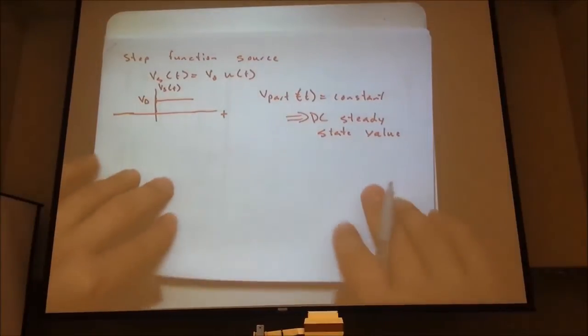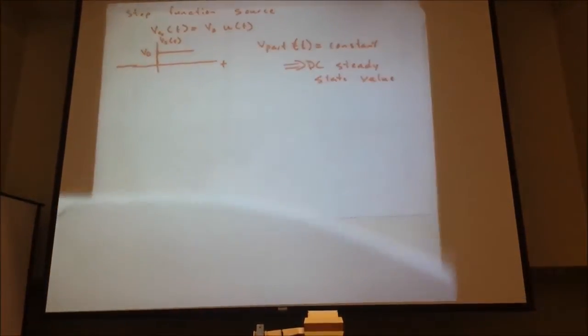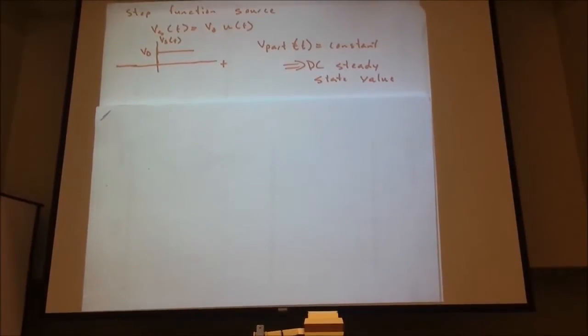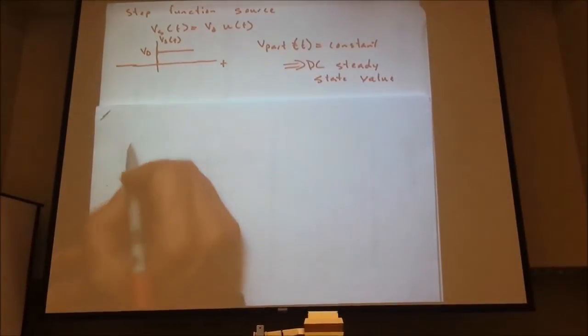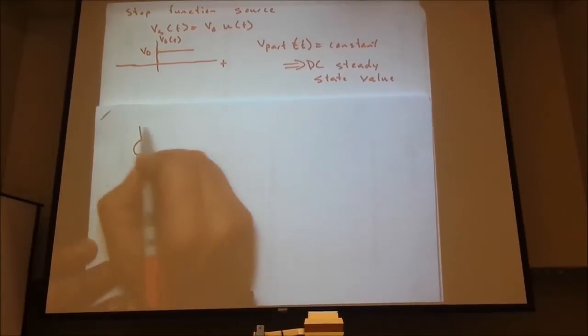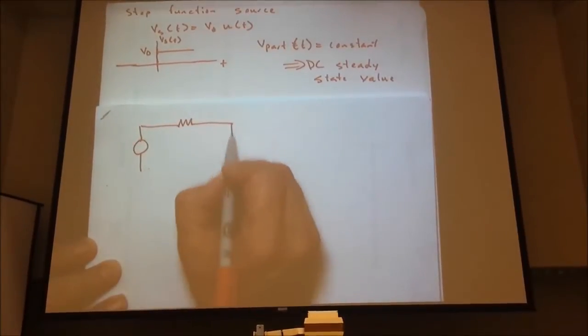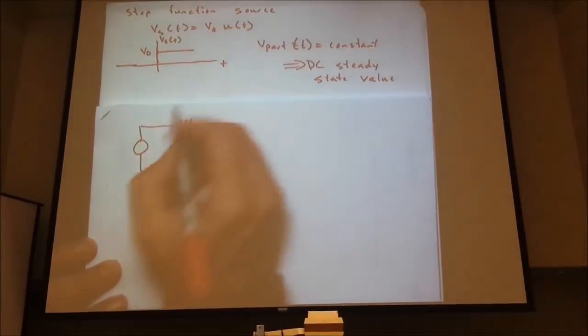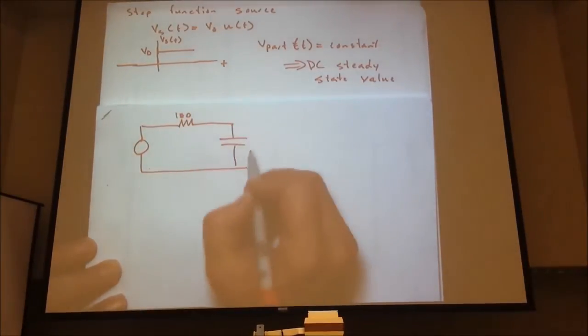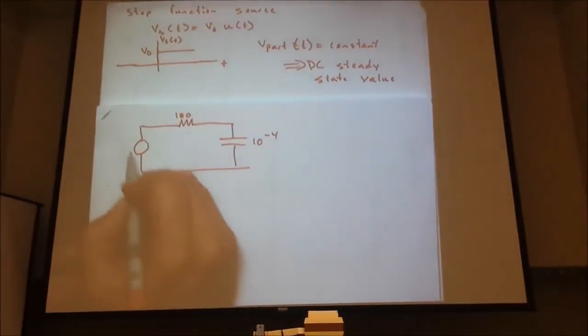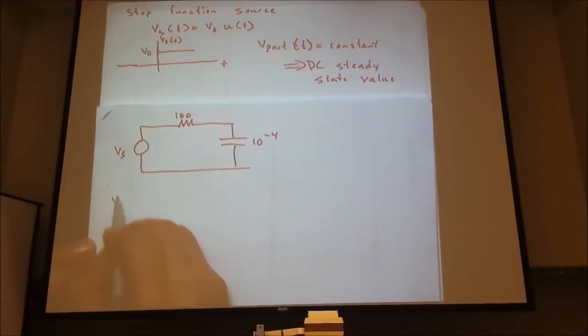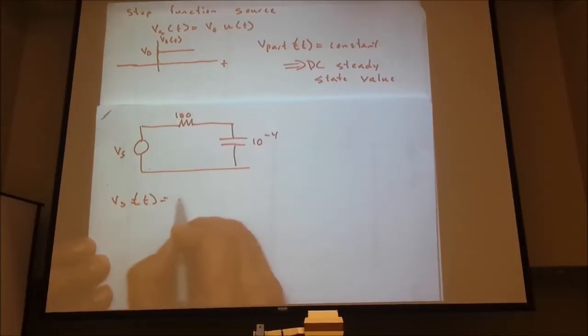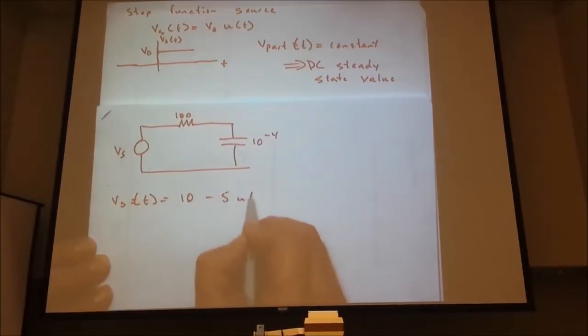But just to remind ourselves again, this is a big review problem. We've done this quite a bit, but it's been a whole weekend, and I'm sure you didn't forget anything, but just in case. In this case, we can say the source of time is, let's say, 10 minus 5 u of t.